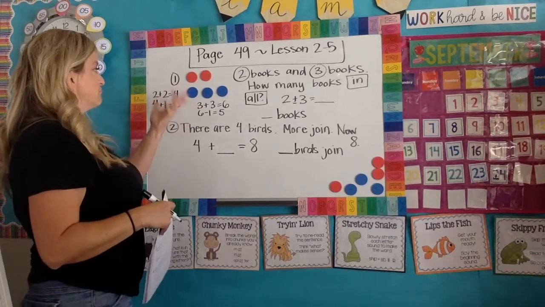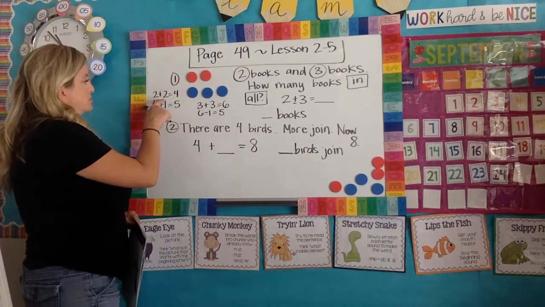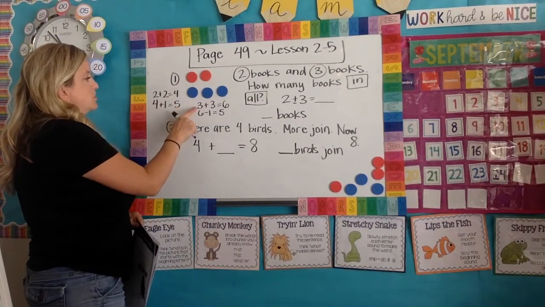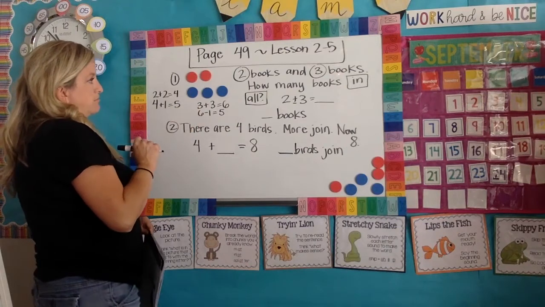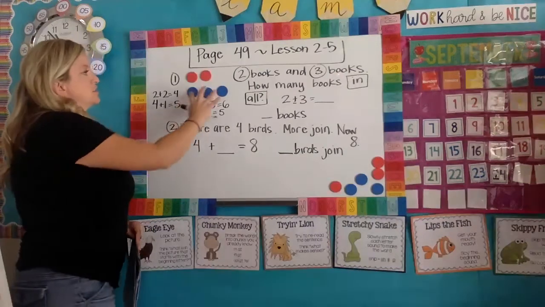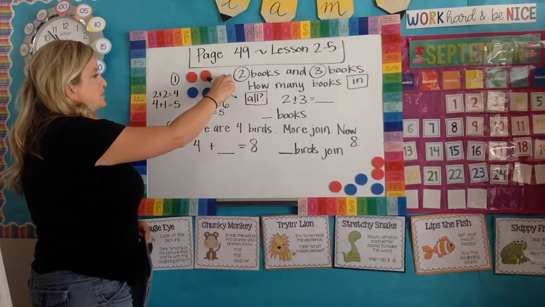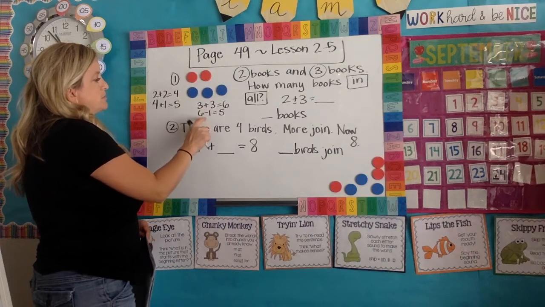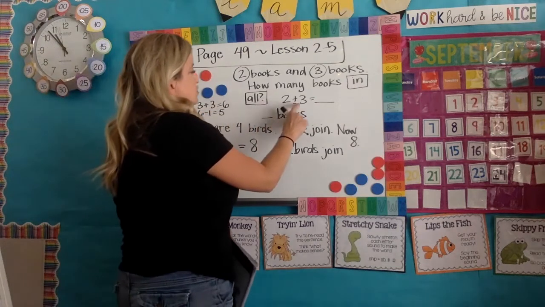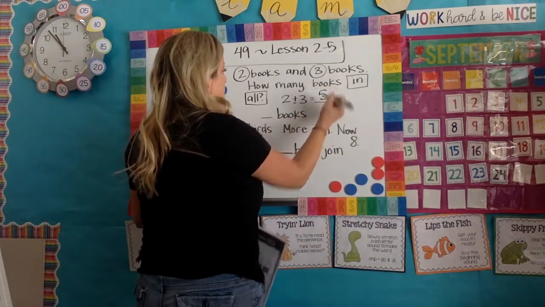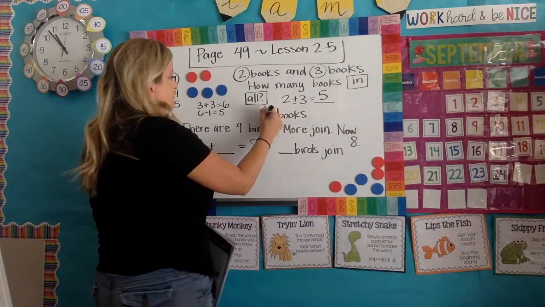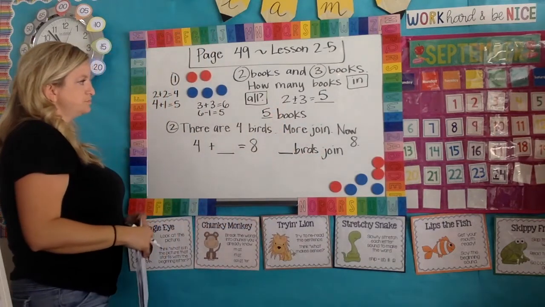It's just which way works for you. Do you know your doubles fact of 2 plus 2? Do you know your doubles fact of 3 plus 3? If you know your doubles facts, you can solve this. This is called a doubles plus 1 because I have this plus 1 over here. It could also be a doubles minus 1. So 2 plus 3 on that line comes 5. I know I have 5 books.